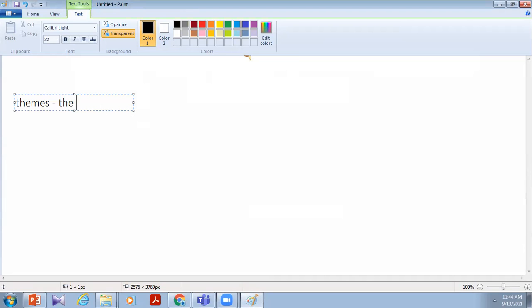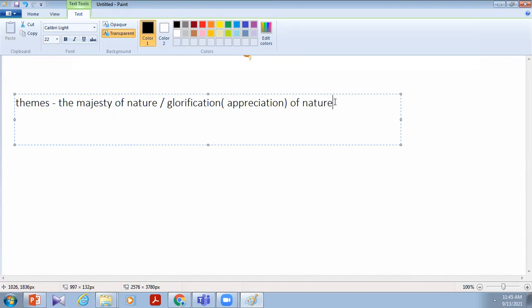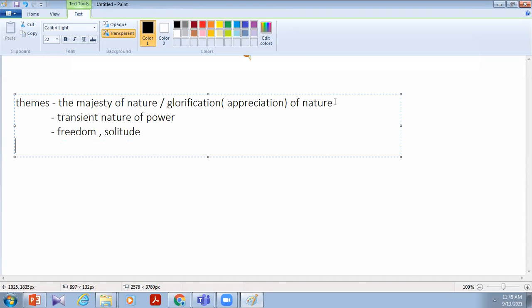So this consists of the theme of the majesty of nature, or you can say glorification or appreciation of nature. This is the first thing. Also, what else? The transient nature of power. We'll discuss them one by one. The transient nature of power. Then we have freedom, solitude. All these themes we're discussing in detail, don't worry.